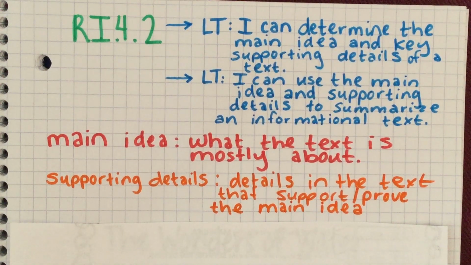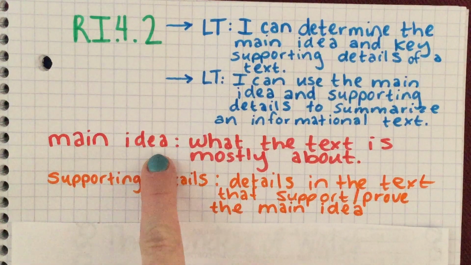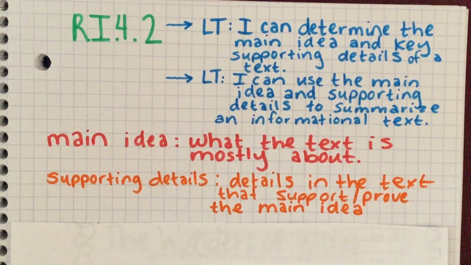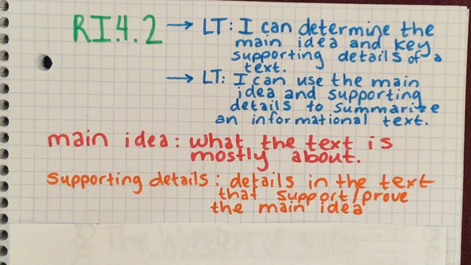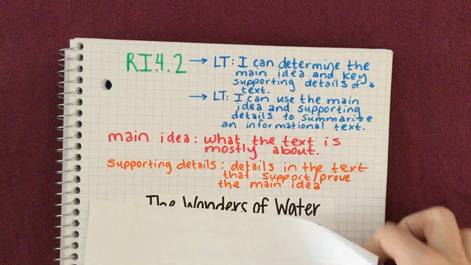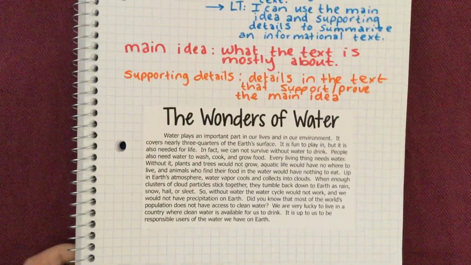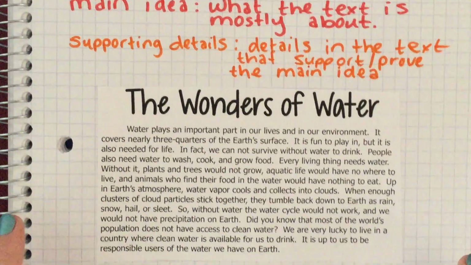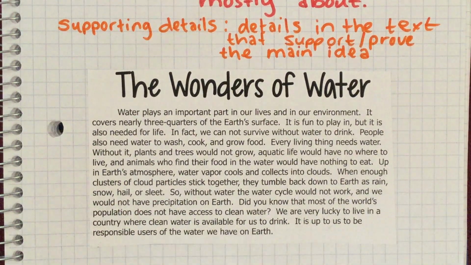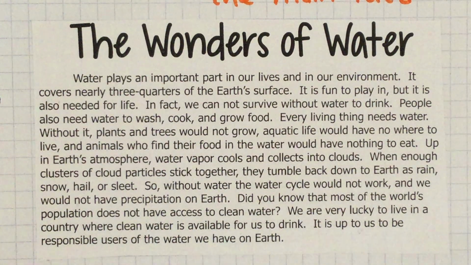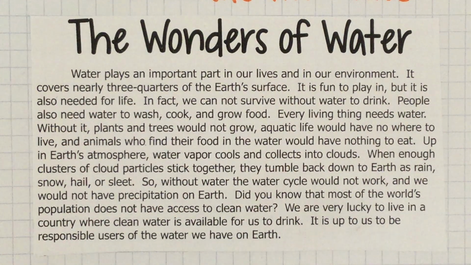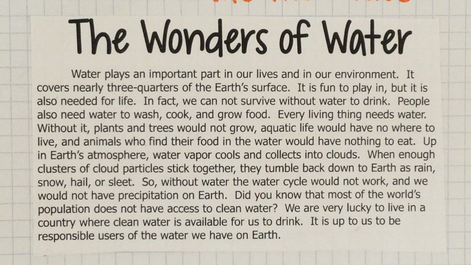So what we're going to be doing today, friends, is we're going to take a short piece of text, we're going to read it, and we're going to determine what's the main idea and what are the supporting details. And then we're going to review how to use that information to summarize a text. So here we go. This text that we're going to read together today is called The Wonders of Water. Now, if you want to pause this video and read it yourself before we get started, that might actually be a great idea because maybe you can already point out the main idea and the supporting details before we even go over this. So if you want to take a moment and do that now.